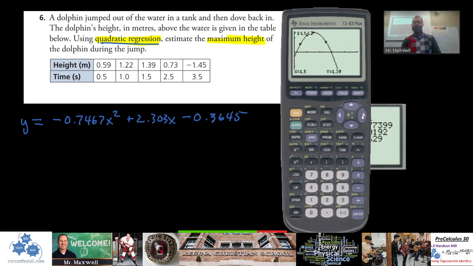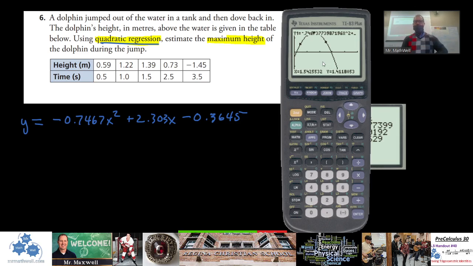And what you could do is move your cursor around. You could move your cursor until it's pretty close to the top, but that's not very exact, is it? And you could check out this y value. So it's going to be pretty close to 1.4 something. But let me show you how to find the exact maximum value with the calculator.